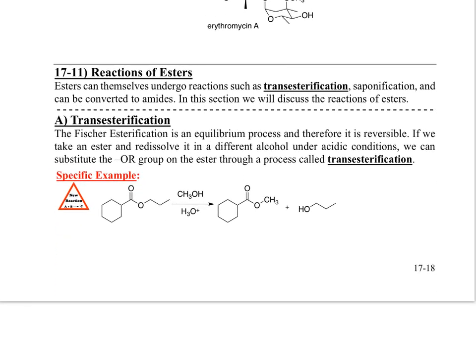Let's talk about reactions of esters. One reaction of esters is what's called transesterification. A transesterification is where we take our ester and dissolve it in another alcohol under acidic conditions, and we will swap out our alcohol piece for whatever alcohol is in solution. So if we take this ester and dissolve it in methanol under acidic conditions, we will swap out this propyl piece for a methyl piece, and this is called a transesterification.